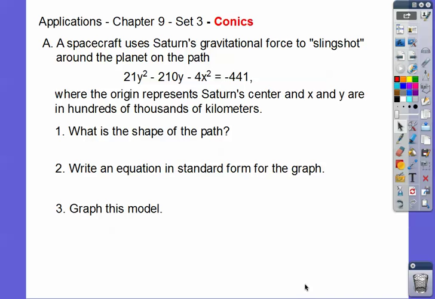Alright, you guys, this lesson is on applications. This is our set 3 on conics. This one is dealing with hyperbolas.